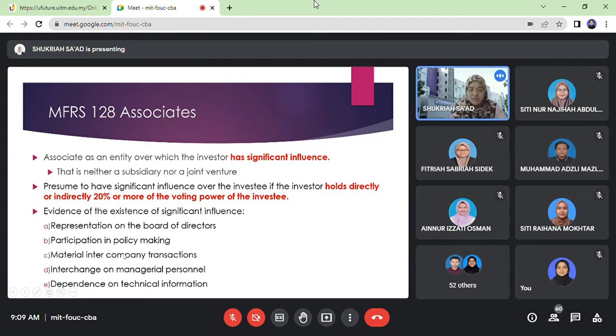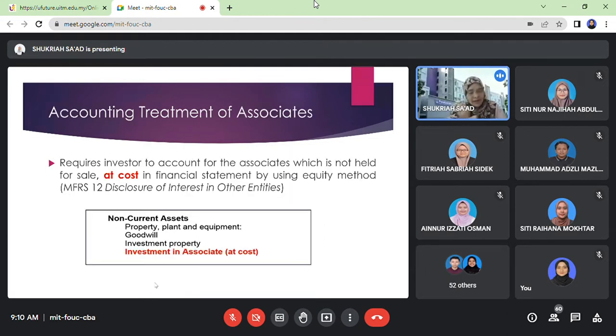So you have to look at this evidence to identify whether that particular investor does have significant influence over the investee or not. This is the accounting treatment. We have discussed this earlier, which should be presented in the statement of financial position, and reported as investment in associate at cost.